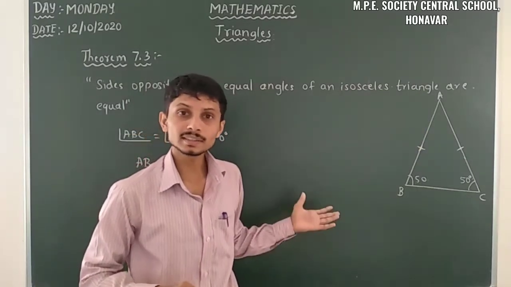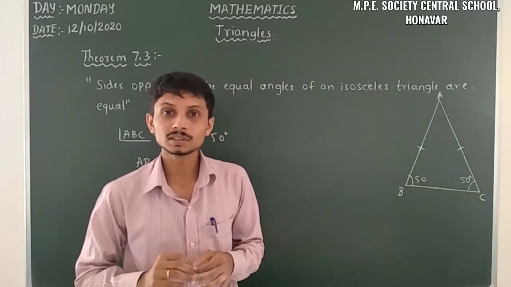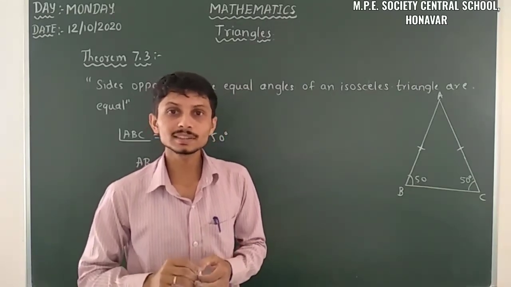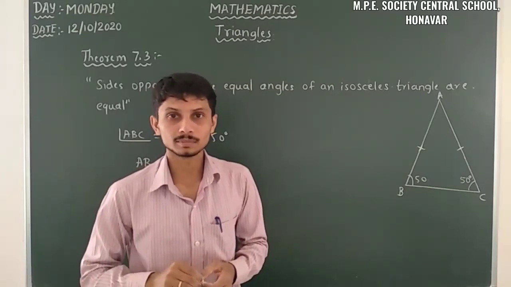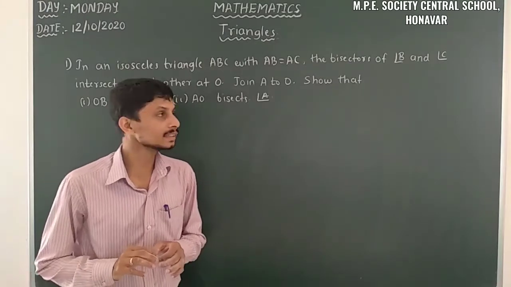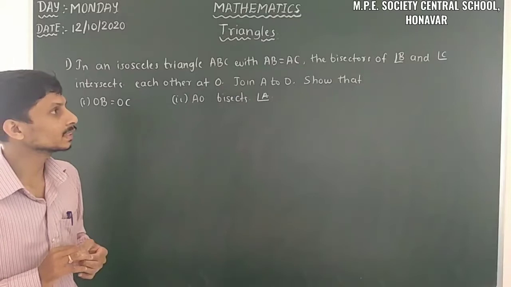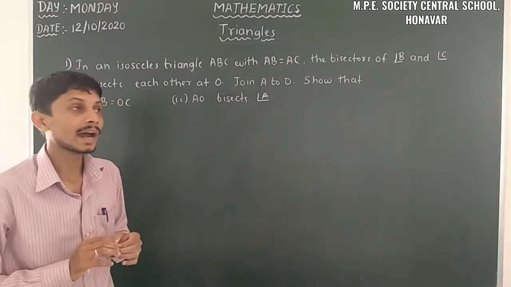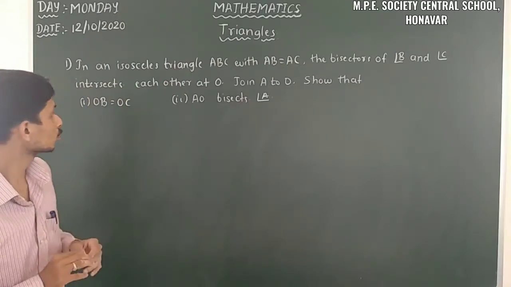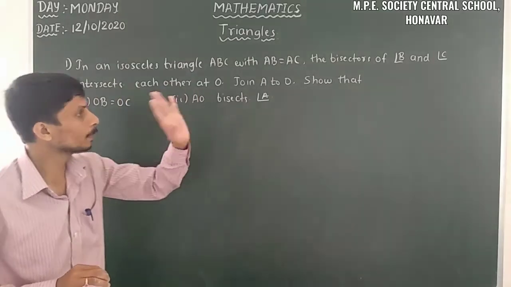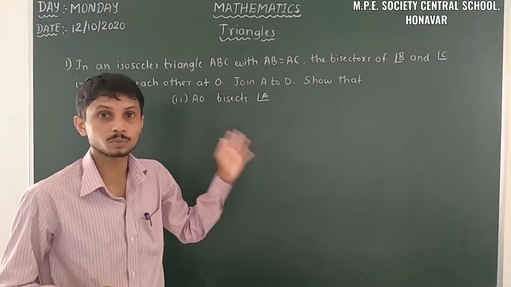So here it is theorem 7.3, that is the converse of theorem 7.2. So let us take some problems based on these two theorems. The first question tells us that in an isosceles triangle ABC with AB is equal to AC, the bisectors of angle B and angle C intersect each other at O. Join A to O, show that OB is equal to OC, AO bisects angle A. Here there are two proofs we have to prove.